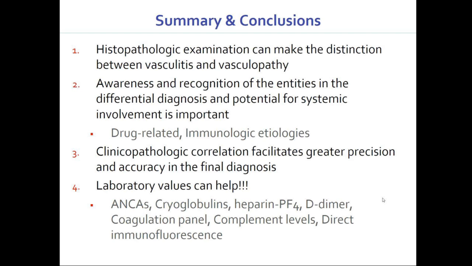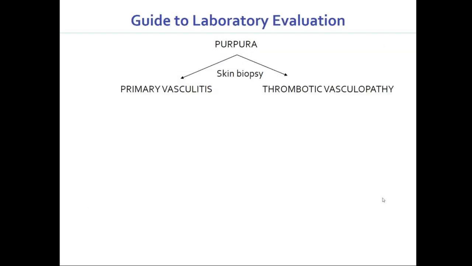And of course, laboratory values can help. The ones I've highlighted here today are cryocrit, ANCAs, the D-dimer, a coagulation panel, and complement levels, as well as direct immunofluorescence. As a guide to your own laboratory evaluation, in the patient who presents with purpura in which a skin biopsy is performed, the first determination is between a primary vasculitis and a thrombotic vasculopathy.